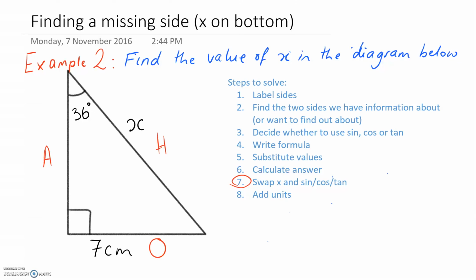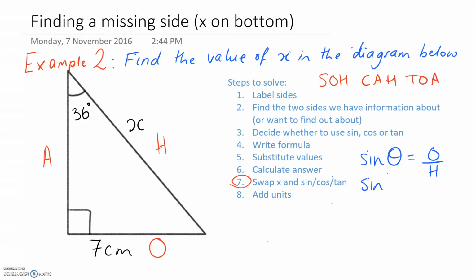Second step, find the two sides we have information about, and we have H and O. So using SOHCAHTOA, H and O are in the sine formula. So I'm going to go right ahead and write down the sine formula. Sine theta equals opposite over hypotenuse.